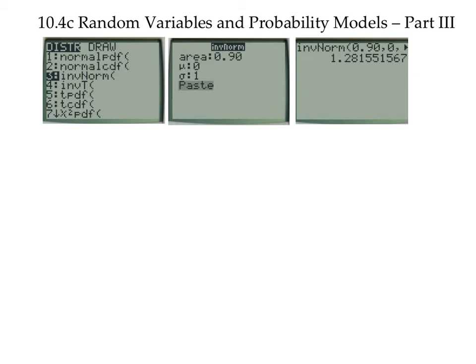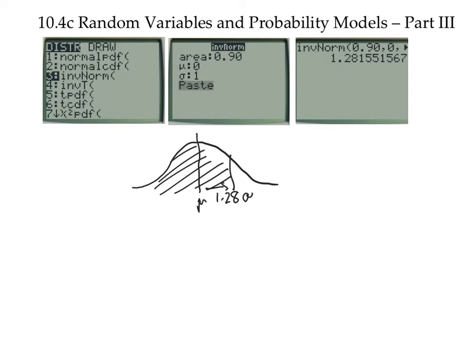So let me interpret the result. This is saying in a standard normal distribution with a mean of 0 and a standard deviation of 1, if you want to trap 90% of the population, you're going to be below 1.28155 standard deviations above the mean. So that would look something like this. You can see from the little sketch that to be 90% of the population, you have to be below 1.28 standard deviations above the mean.